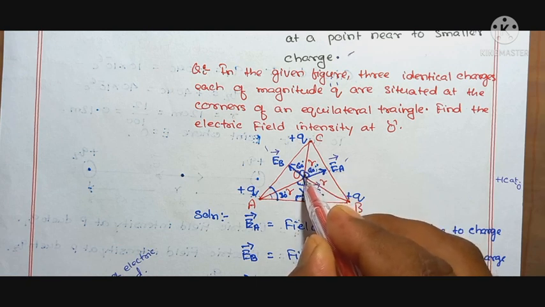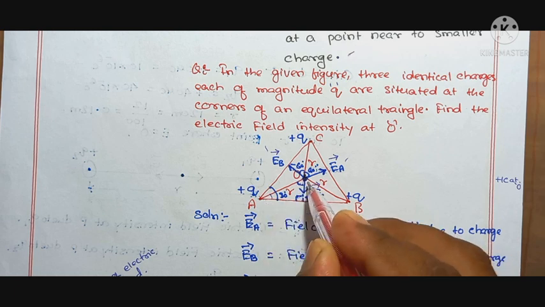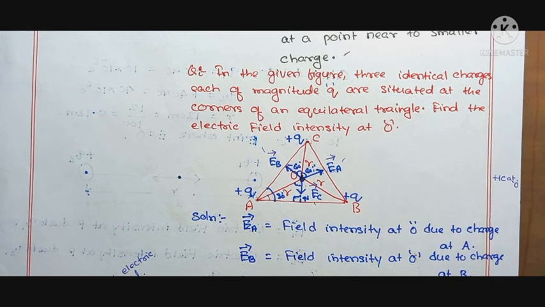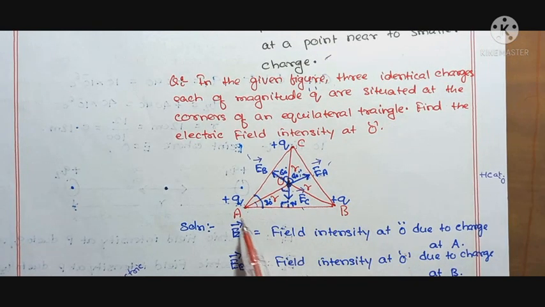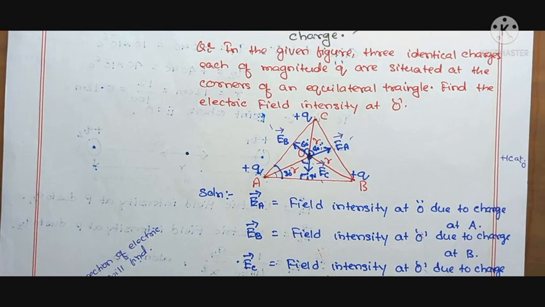So the distances OA, OB, OC are equal. From O, all three charges are at equal distance and all the charges are equal. So the net electric field intensity at O will be 0, because it is an equilateral triangle, and the three vertices contain an equal amount of charge and all are at equal distance. Then definitely the net electric field at O will be 0.